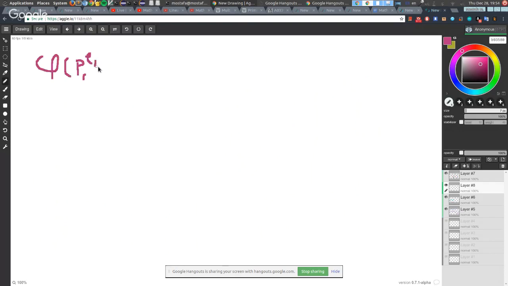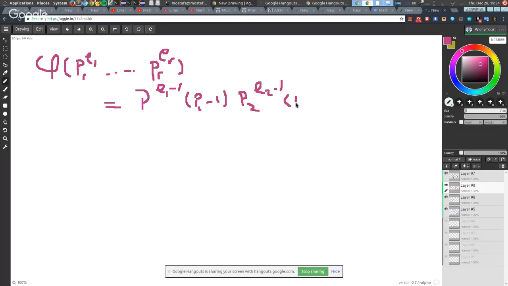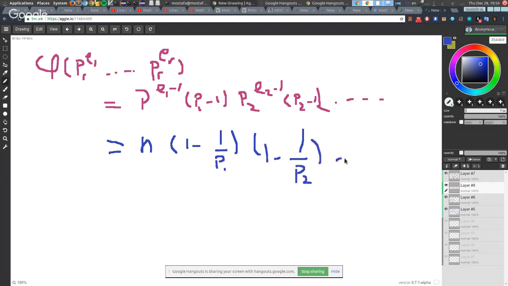We can factorize a number, so it's p1 to the e1, p2 to the e2, and so on. This is the phi of p1 to the e1, and this is the phi of p2 to the e2. So we keep multiplying these. This is also equal to, if we use n, this one. So it's another way to compute that. Alright, so this was the phi.